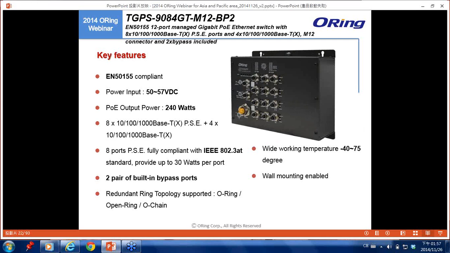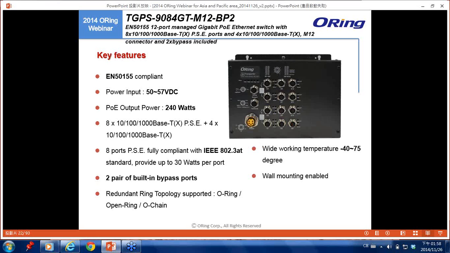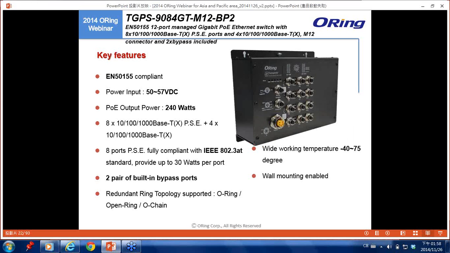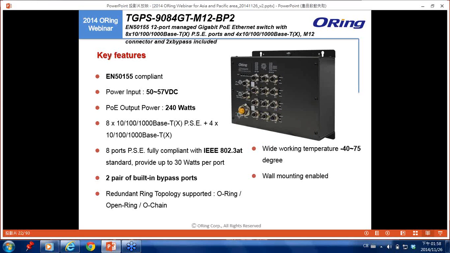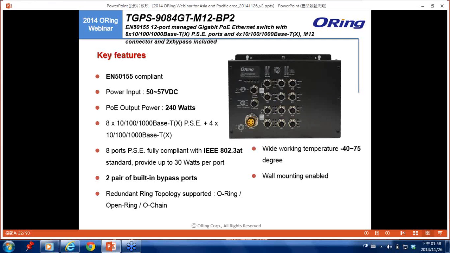Compared to the L2.3AT, that means each port can provide up to 30 watts per port, and the total power output will be 240. And we have 4 additional ports running gigabit Ethernet with non-PoE ports, and 2 bypass paths on the additional ports.